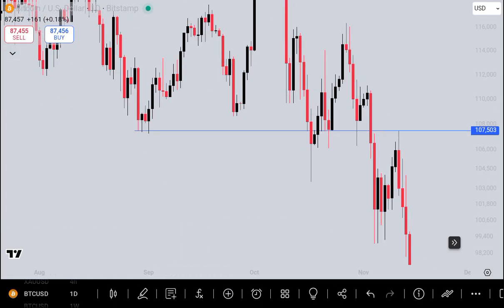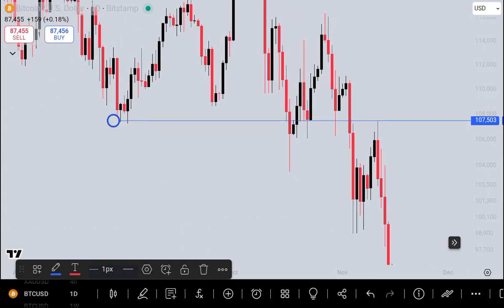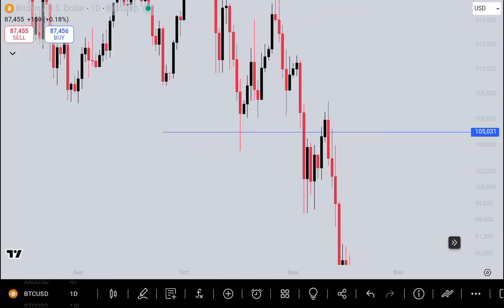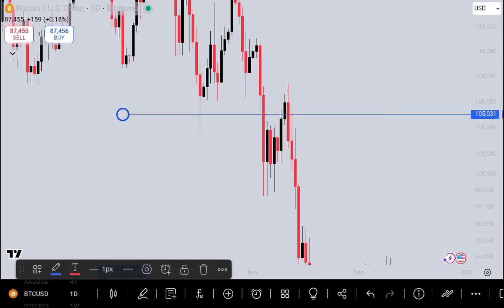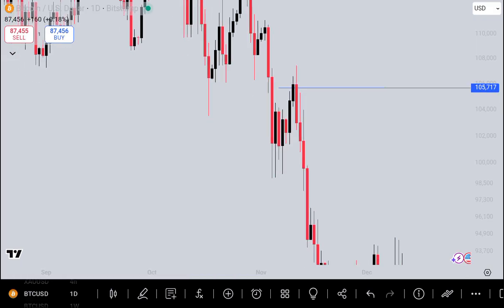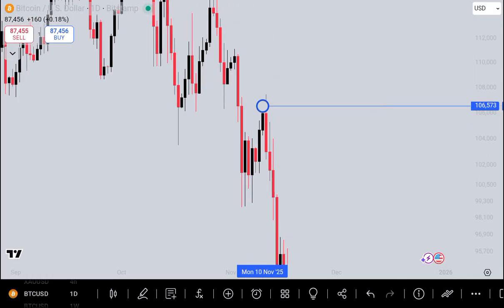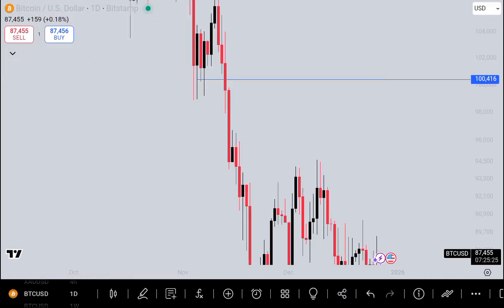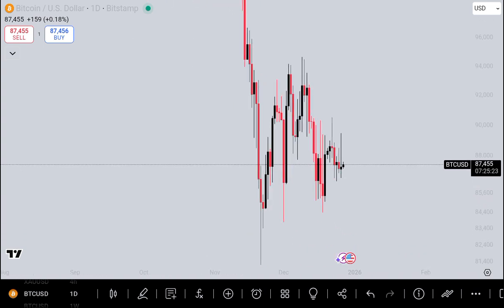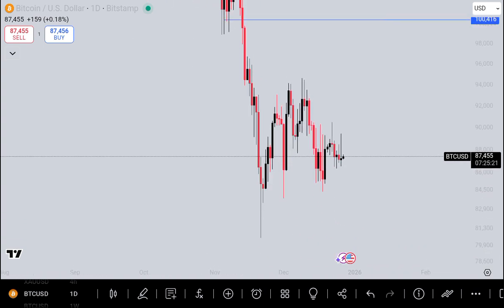Same thing here. Sorry. Same thing here. Mitigates the high, goes down. Mitigates this low, goes up. Okay, this stuff just keeps happening. You know, it's everywhere.